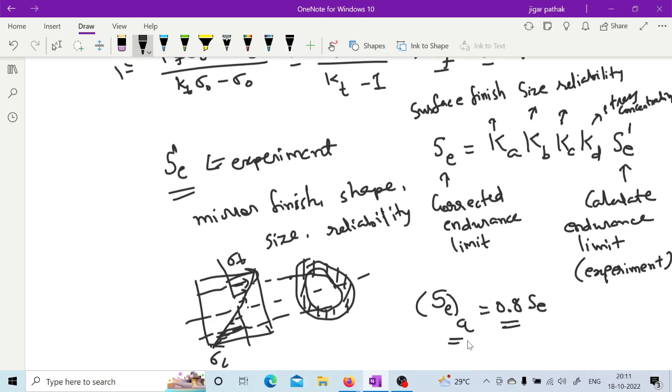Sir, hello? Hello, sir. Yes. How is the component endurance limit connected or related with size? See how it is related to size, that is what I'm telling.